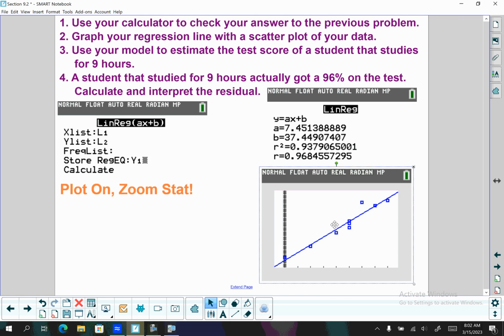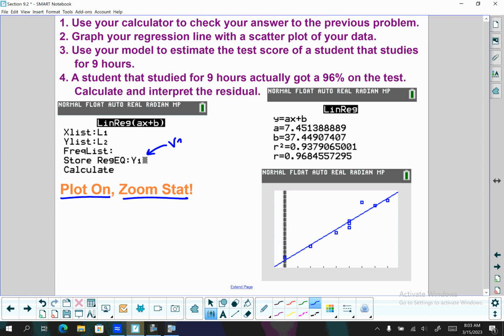Okay, good? So remember, plot on, zoom stat. Those are the two things you need. And this guy you can find under vars if you need to make a note to self. Okay. All right, what else do we have to do here?